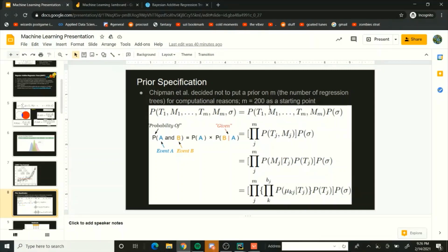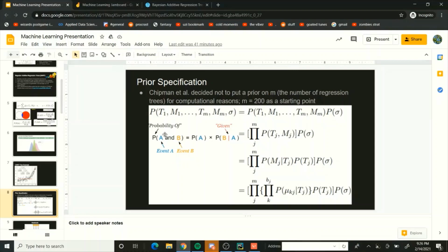So by moving the noise to its own prior, we can re-express this lengthy thing as just this short function. So what this means is it's just the product of the priors of each tree and its corresponding set of gray boxes, times the prior of the noise.